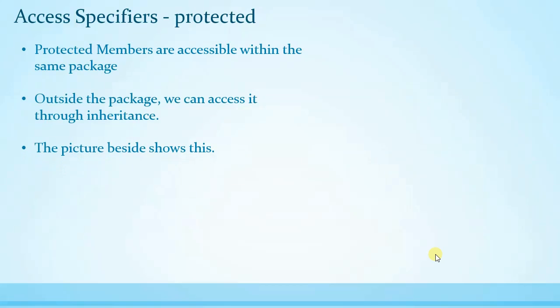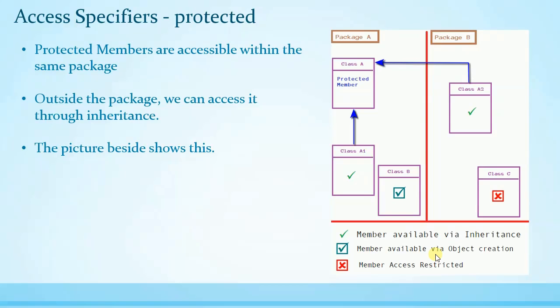The picture beside shows this. If you see, the picture is the same as the previous one, but here class C is not able to access the protected member in class A because it's a standalone class and there is no inheritance relation. But class A2 can access the class A member.